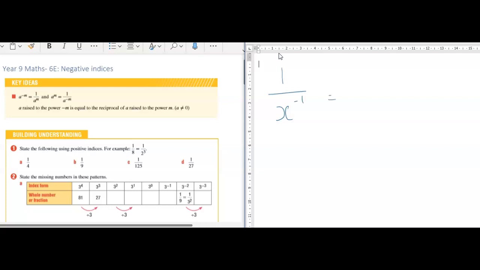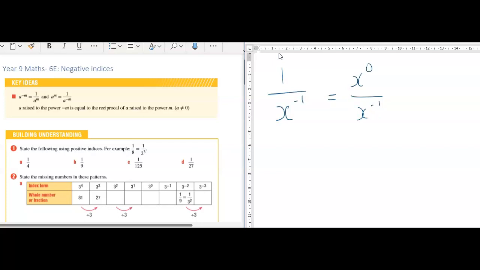Now 1, if you were to write it as an index, is any base to the power of 0. So because we've got x down the bottom, I'm just going to write that it's x to the power of 0 divided by x to the negative 1. Okay, so I've added the x to the power of 0. It's the same as 1. I haven't changed anything. I'm just basically wanting to prove to you why this works.